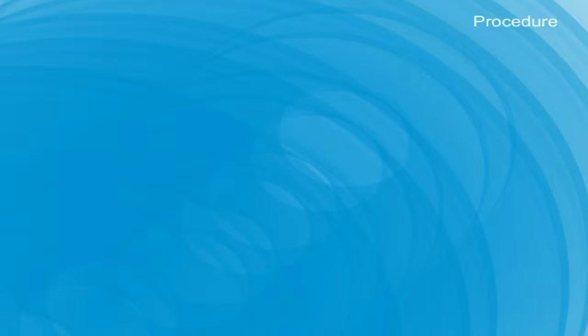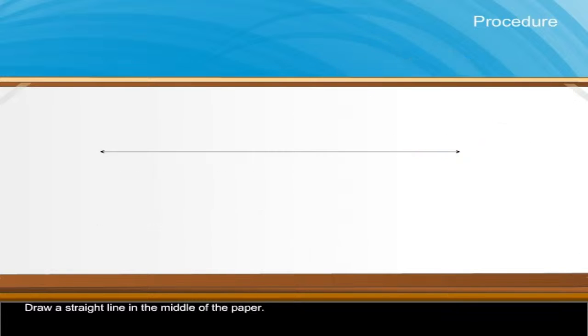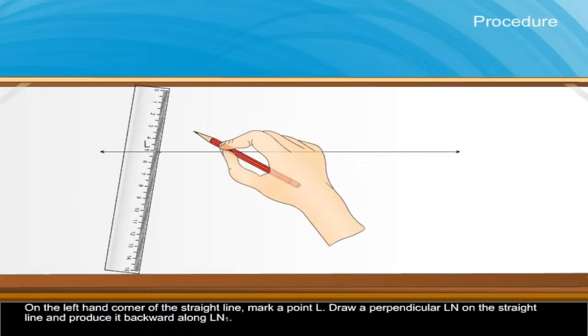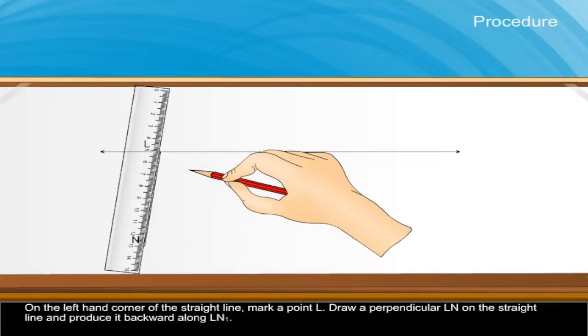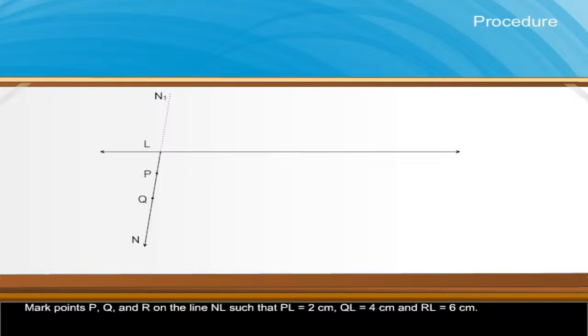Procedure. Fix a white sheet of paper on the wooden drawing board with the help of sellotape strips. Draw a straight line in the middle of the paper. On the left-hand corner of the straight line, mark a point L. Draw a perpendicular LN on the straight line and produce it backward along LN1. Mark points P, Q and R on the line NL such that PL is equal to 2 cm, QL is equal to 4 cm and RL is equal to 6 cm.